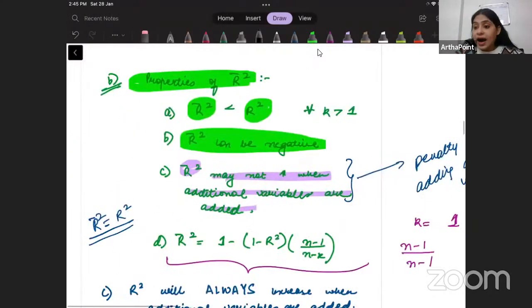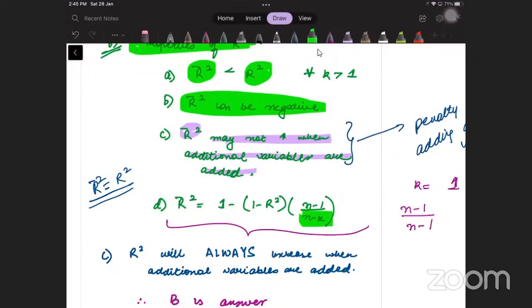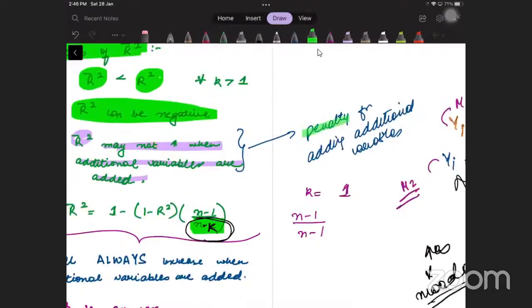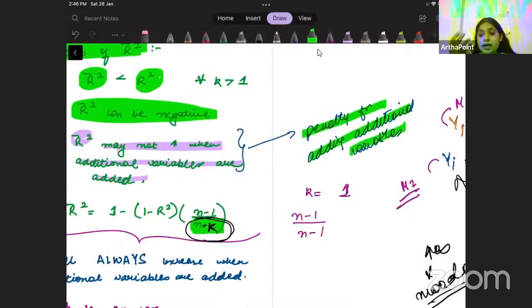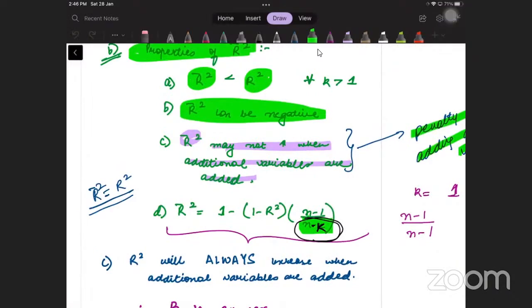But because r bar square has this penalty term, it is including the degrees of freedom, it is giving penalty for increasing the variables. यहाँ पे minus k हो रहा है, k is the number of parameters. It gives penalty for that. So therefore, because it gives penalty for adding additional variable, r bar square will not always increase. Please make sure you understand each and every point related to r square and r bar square.